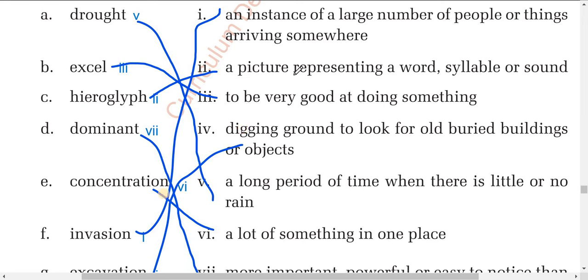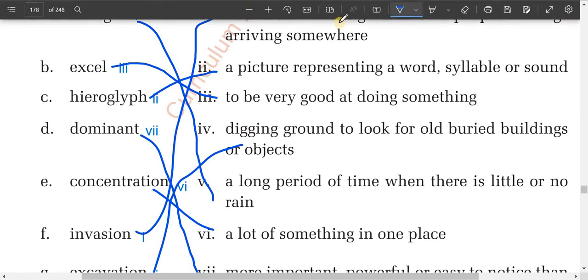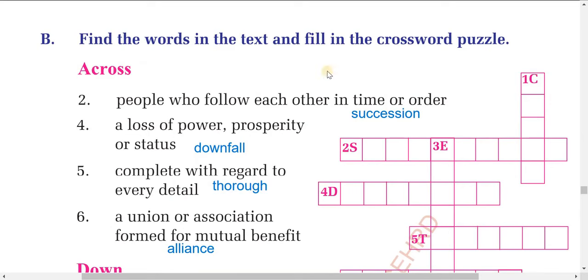Now let's do the next exercise, dear students. Find the words in the text and fill in the crossword puzzle. Number two, across: people who follow each other in time or order. Succession. Now four: a loss of power, prosperity, or status. Downfall.